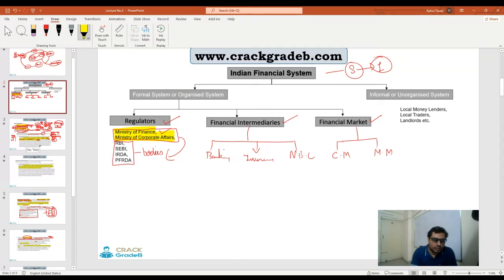So these are the two ministries which are working as a regulator, not in a very direct sense, but they always try to facilitate these organizations to allow them to make their functioning smooth and effective, right? So this is the role of these two ministries. Okay, I hope it is clear, right?